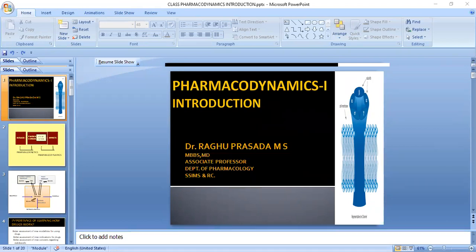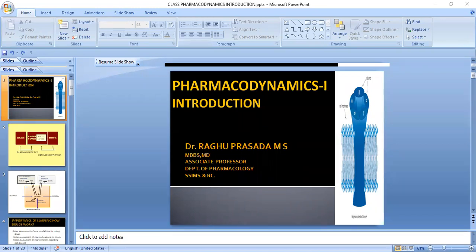Okay, so today we'll be learning about what is pharmacodynamics. So we have two important subdivisions of how the drug will act in the body. One is pharmacokinetics and one more is pharmacodynamics. Pharmacokinetics, mainly we all know, is the ADME, that is absorption, distribution, metabolism, and excretion.